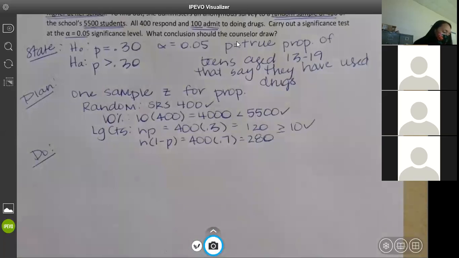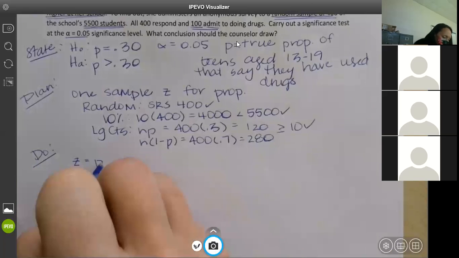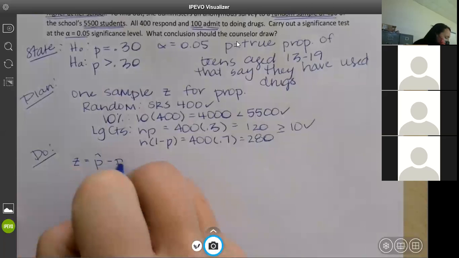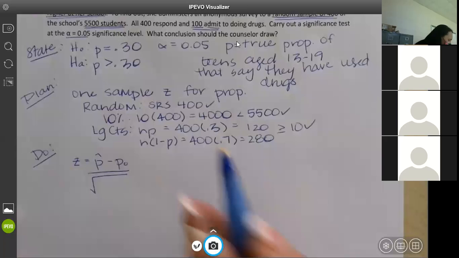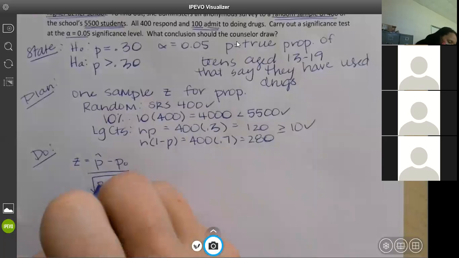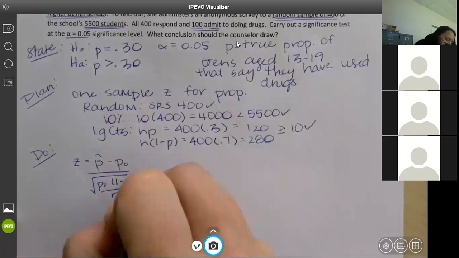All right. So what about the do part? What do we do? So like in this part, if you don't write this formula down, you've already defined it somewhere else. But I would suggest that you just keep writing it down.